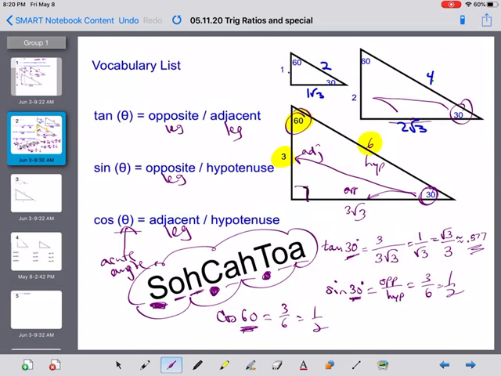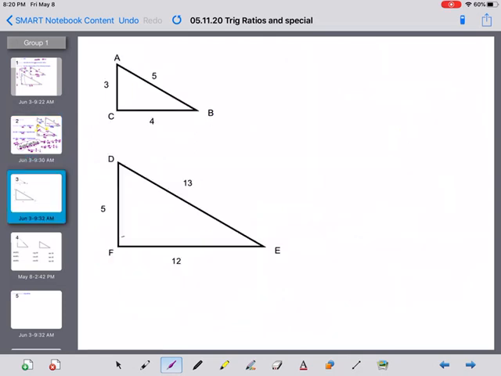To quote a retired math teacher, Mrs. Stafford, she used to say it stands for "some old hobo caught another hobo tripping on acid." I don't use that one, but you're welcome to use it. But I think SOHCAHTOA is easy enough to remember. So let's do some practice.